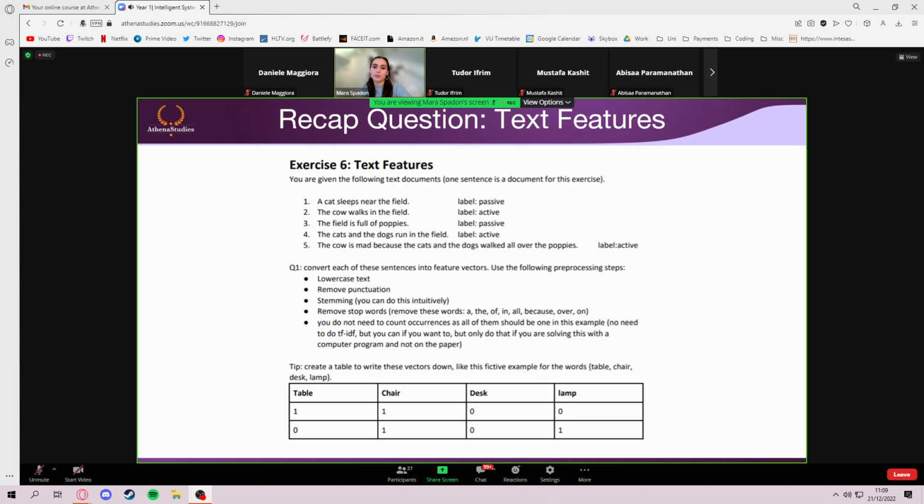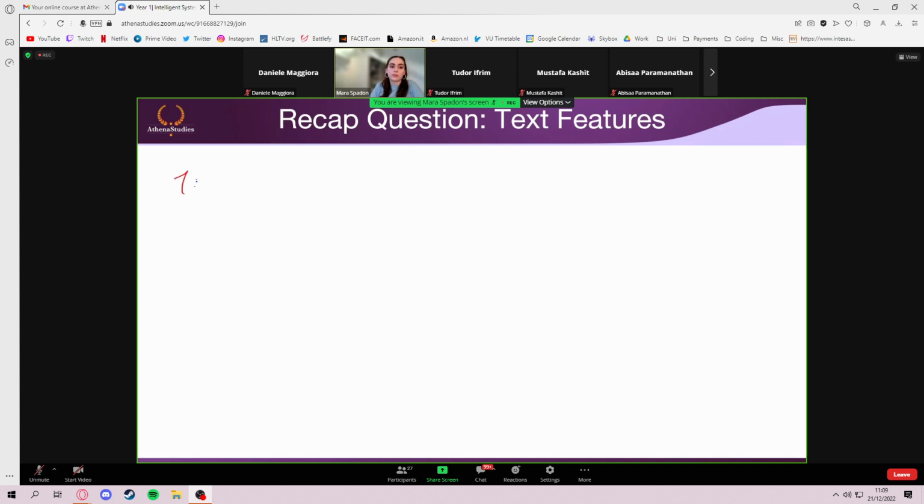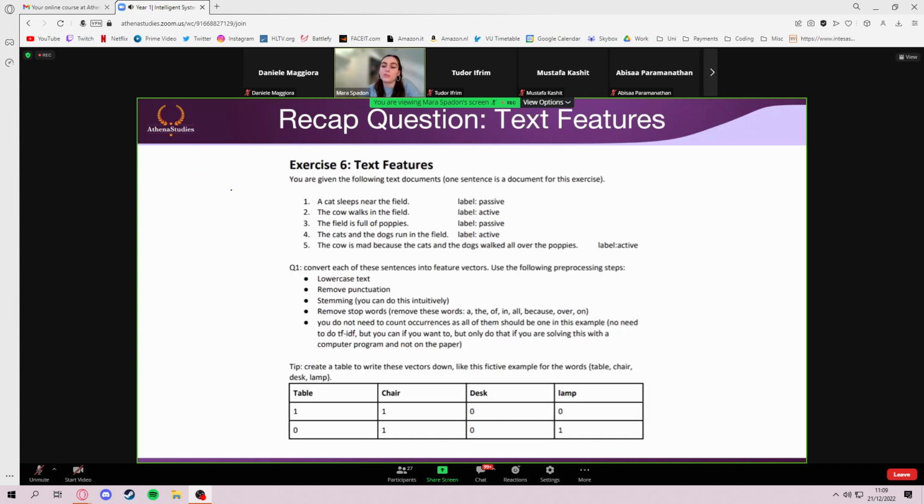Okay, so the first one, which is about text features, asks you to convert each of these sentences into feature vectors using the following pre-processing steps, and create a table to write the vectors down like this. So if we want to apply lowercase text, remove punctuation, stemming, and stop words, and we have the sentence, a cat sleeps near the field, how would we turn this into feature vectors? So which words do we get in the end? We lowercase the text, we remove punctuation, we do stemming, and we remove stop words, which are all of these.